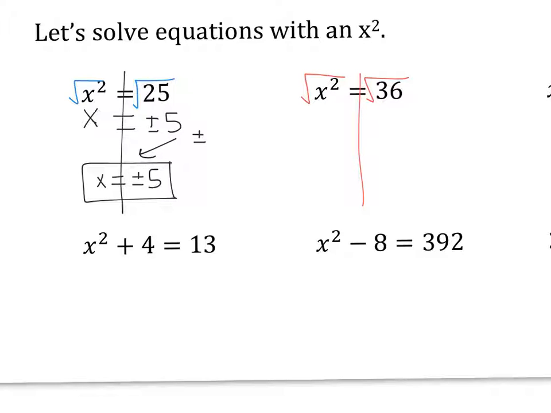When I do that, on the left-hand side, I am just left with x. And on the right-hand side, the square root of 36 is plus and minus 6. And now, it also is a great idea to know how to type in the square root of a number in your calculator. If you do not know how to do that, make sure that you ask Miss Roddy and find out how to do that.